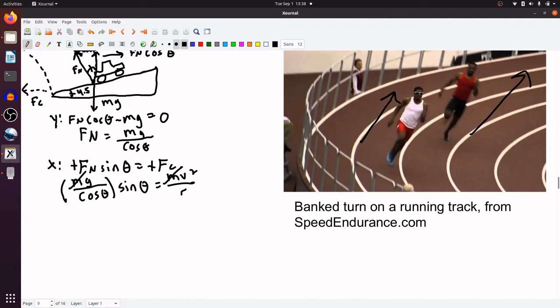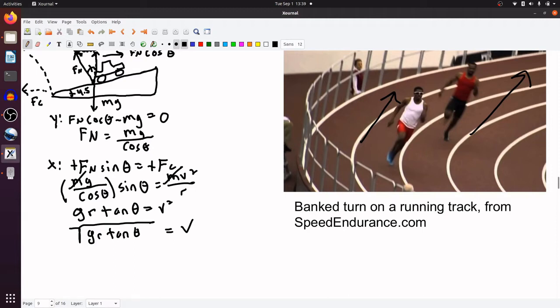And so I'm trying to solve for the speed v. And so this is going to give me gr. Sine over cosine is going to give me tan theta. And that's equal to v squared. Or the square root of g r tan theta is equal to the velocity. It's very similar to last time. It was mu sub s, now it's tan theta.